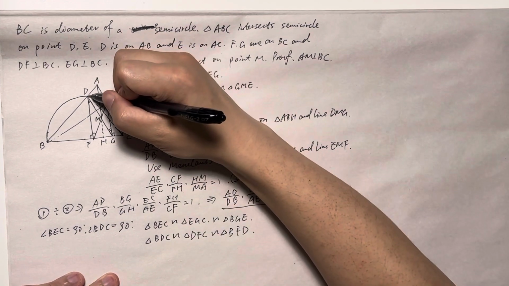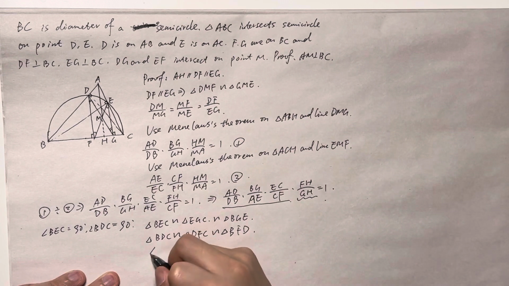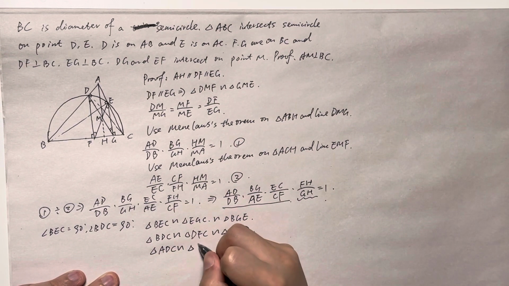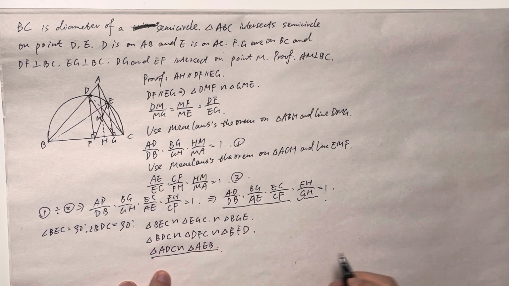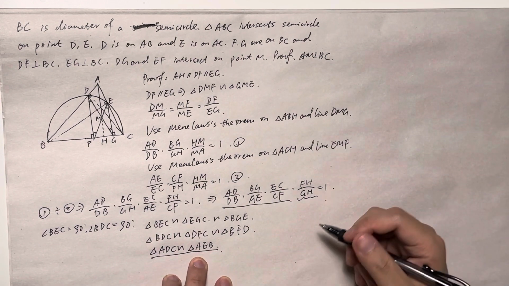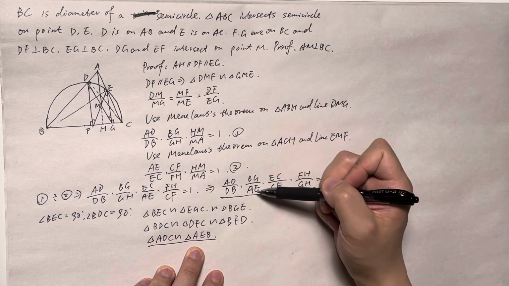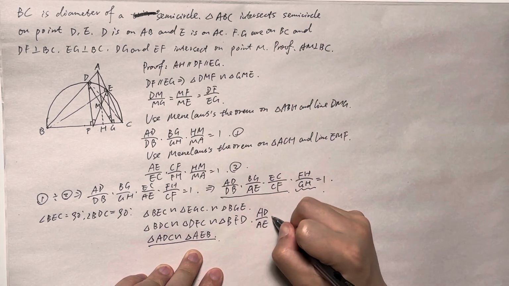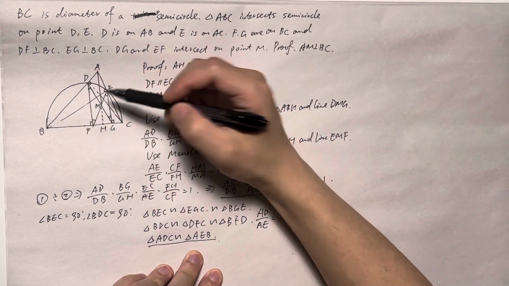Also, because this is 90 degrees, and this is 90 degrees, we have triangle ADC is similar to triangle AEB. From ADC similar to AEB, we find the ratio of AD to AE equals DC to BE.